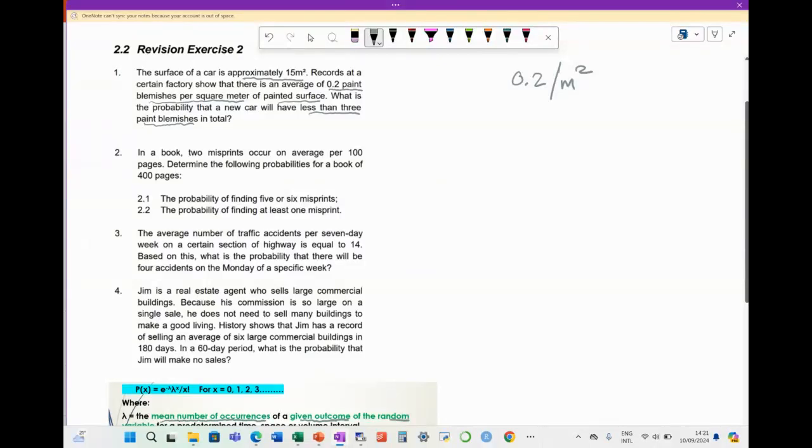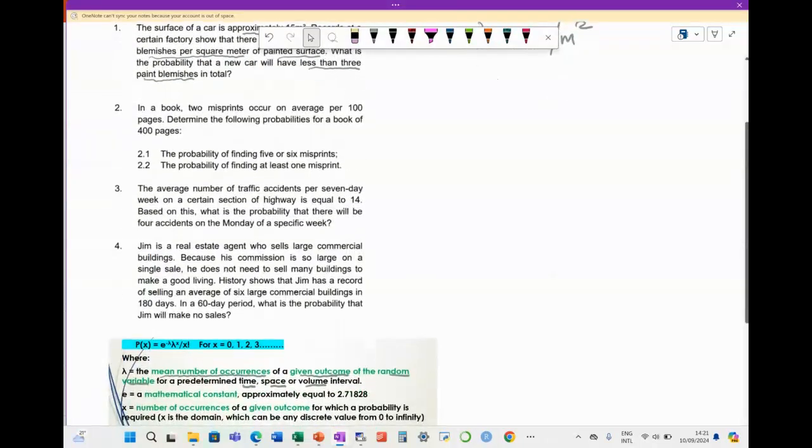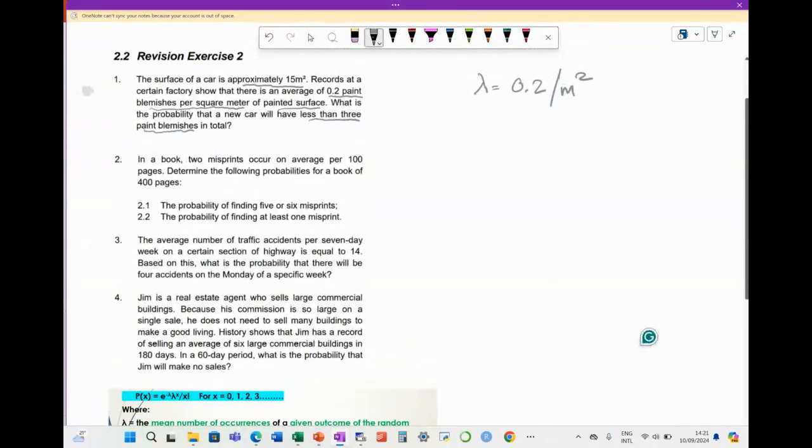Can you see that? Okay, so this then is obviously going to be our, all right, depending now on how much space we have. Okay, so how much space do we have? They've told us a car approximately has 15 meters square. So this would be times 15 meter squares to find out how many blemishes on average for a car which approximately has that much space. All right, or should I say surface?